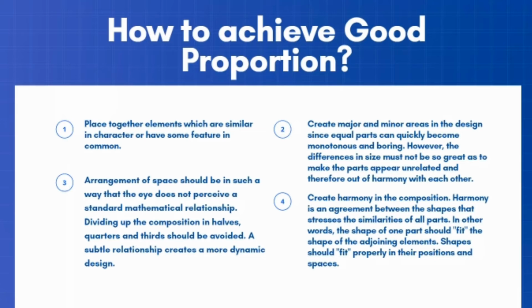Four: create harmony in the composition. Harmony is an agreement between the shapes that stresses the similarities of all parts. In other words, the shape of one part should fit the shape of adjoining elements. Shapes should fit properly in their position and spaces.